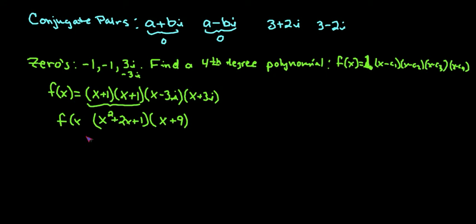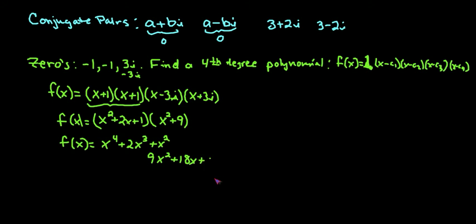Now we just take it another step, and we're going to do some distributive work here. So I'm going to distribute the x squared on this, and get x to the 4th. X squared times 2x is 2x to the 3rd. X squared times 1 is x squared. Then I'm going to distribute my 9. 9 times x squared is 9x squared. 9 times 2x is 18x, and 9 times 1 is 9.